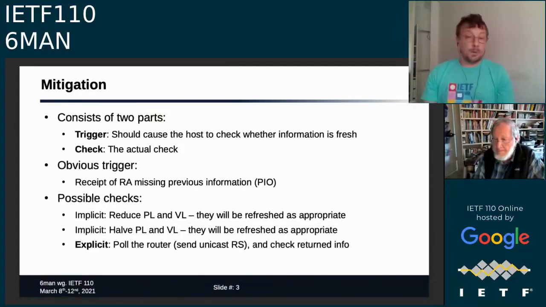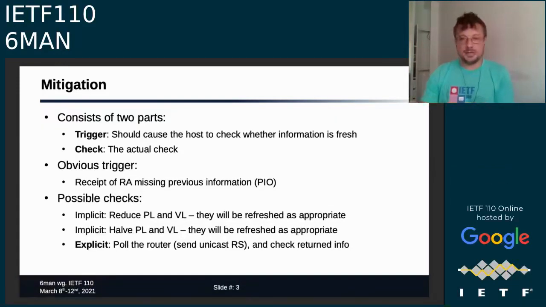And what we propose, which is in the next slide, is that I personally think that if you check with an RS once, that should be more than enough. But if folks want to be even more conservative, you can actually send an RS multiple times. So you retry, you poll the router multiple times to see if the router eventually sends you that information that was missing. Next slide.